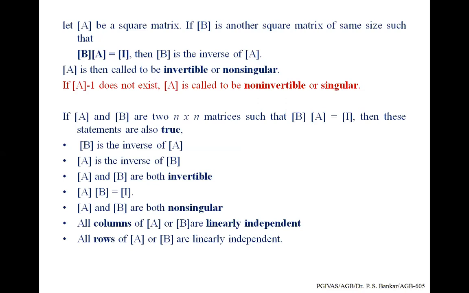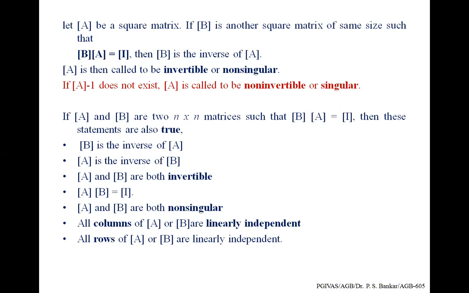So here we can say that the original matrix A is called invertible or non-singular. When we have such a matrix which, when we multiply it, gives the identity matrix, then the original matrix is known as invertible or non-singular. If A inverse does not exist, then it is known as non-invertible or singular.